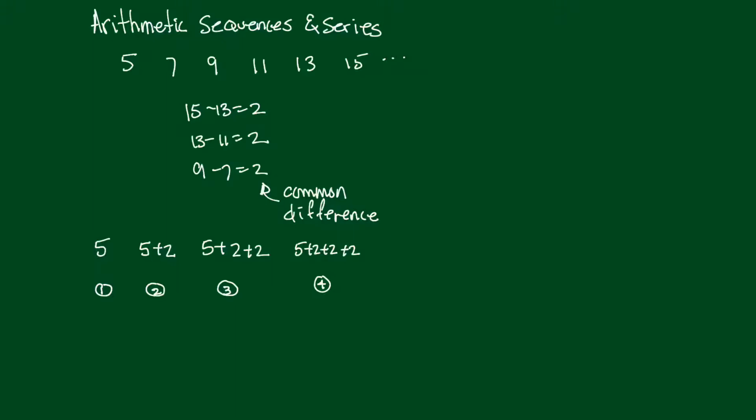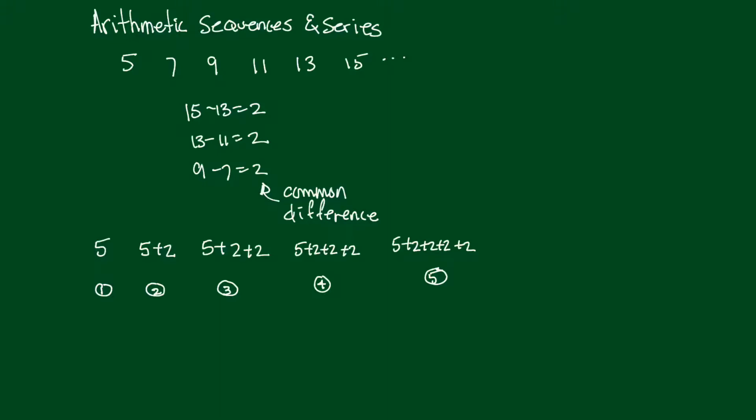Let's do it one more time. I think we'll see the pattern here. So let's go out to the fifth term. So how do I get to the fifth term? I'm going to take the fourth term and add 2 to it. So I'll have this and then a plus 2. So it's going to look like this. The fourth term, 5 plus 2 plus 2 plus 2, and then plus 2 again. And that's the fifth term.